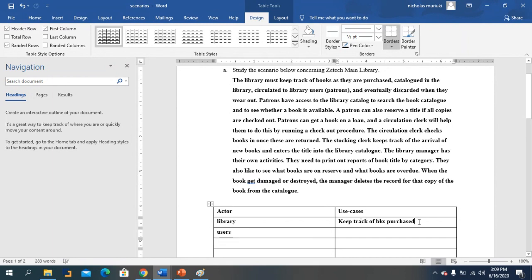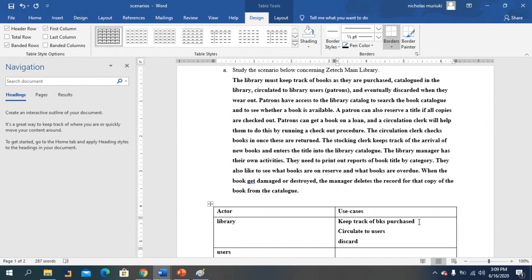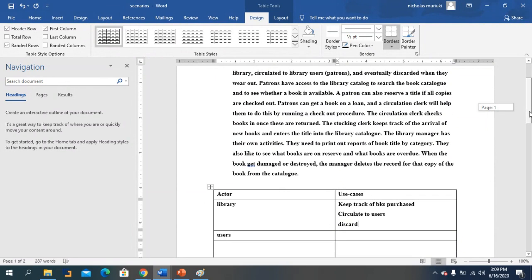So in this case, we are looking at this system having other functions. The next one that we have is now circulate to users. The next one that we have is now discard. So this system, the library, is discarding.